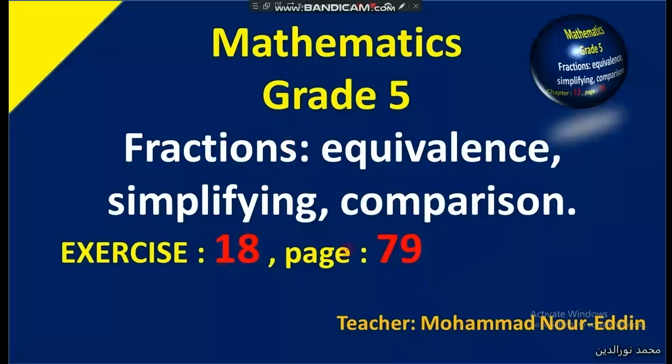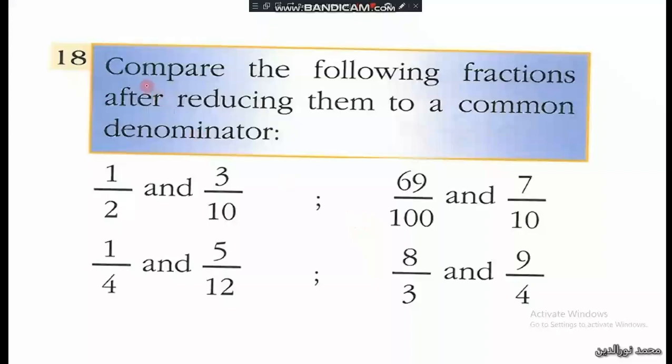Exercise 18 on page 79. Compare the following fractions after reducing them to a common denominator. So this question has two parts. First we have to reduce the fractions to a common denominator, meaning these two fractions must have the same denominator, and then we have to compare them.